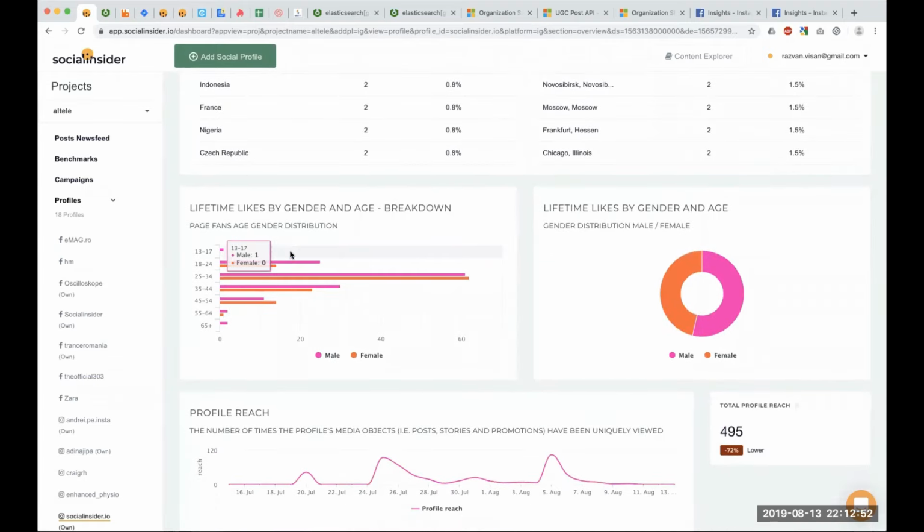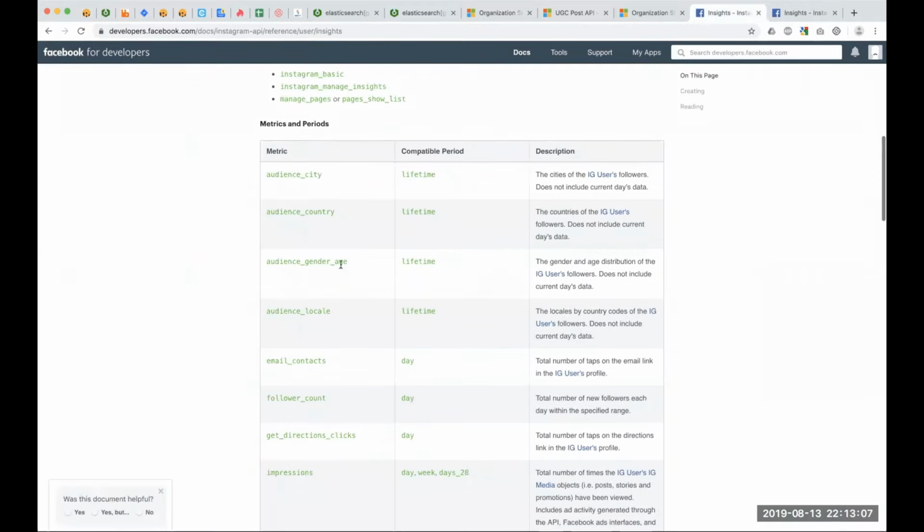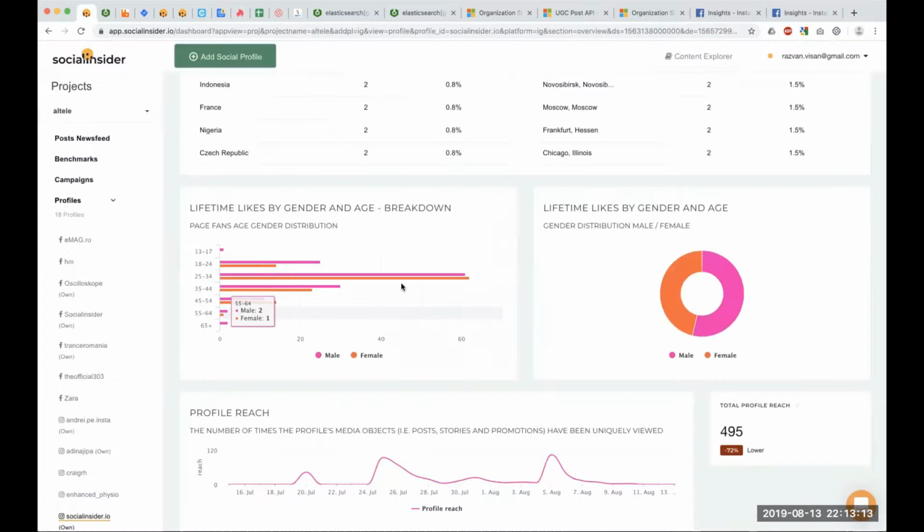Next metric is lifetime likes by gender and age. So, and the total. So 114 male and 132 female. Let's check in audience gender age and audience local are lifetime. So again, this is the situation how it looks today.